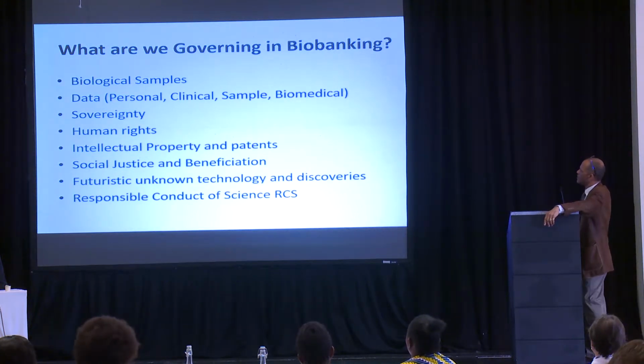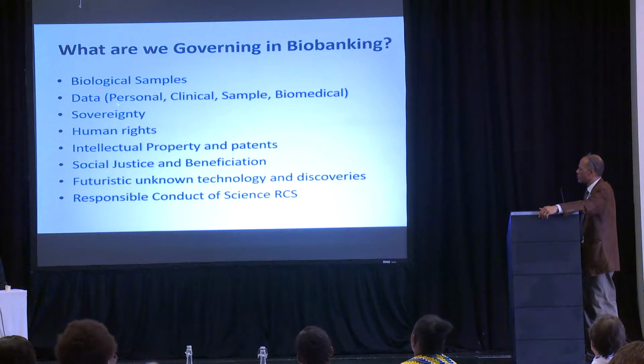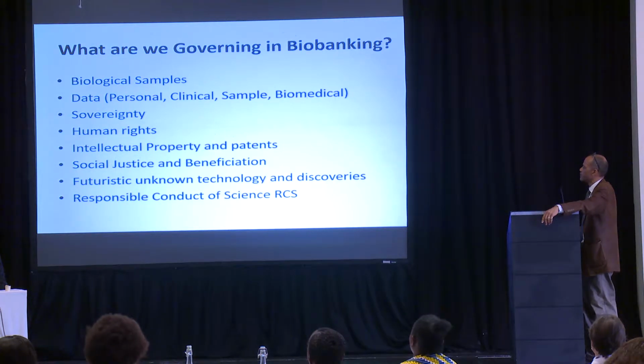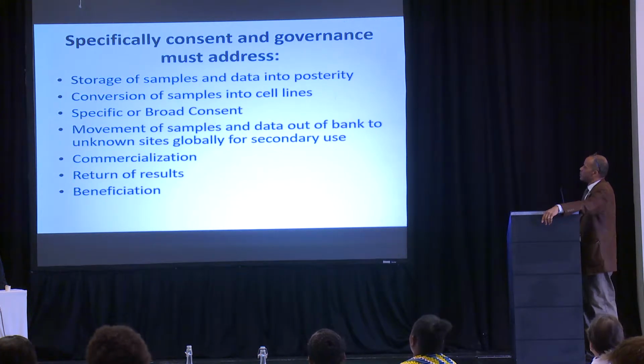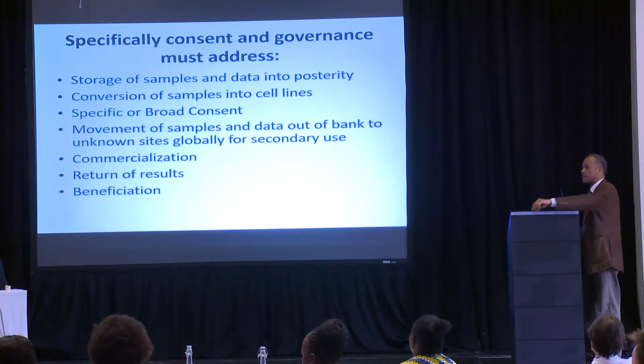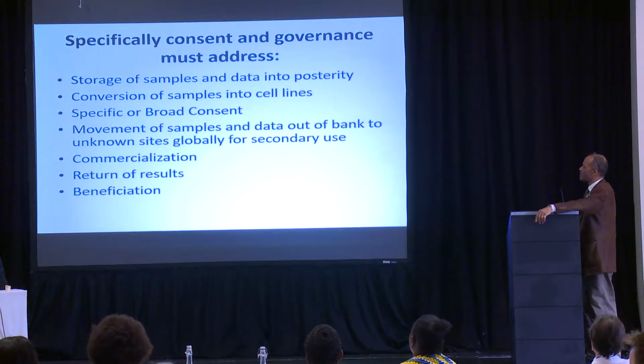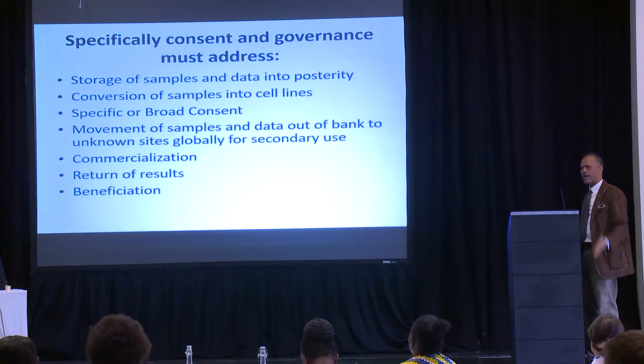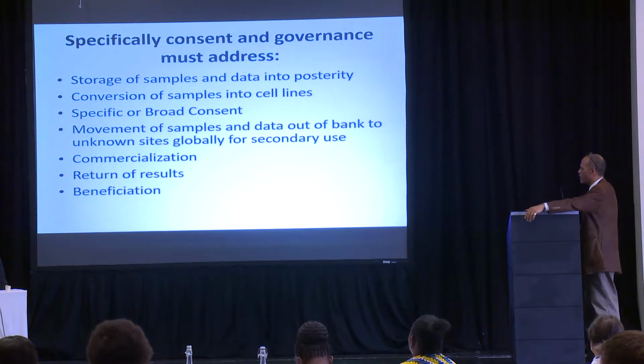So what are the governing issues in biobanking? Of course, the samples, the data, sovereignty, human rights, intellectual property rights, as I just pointed out, and beneficiation. So we need to talk about storage of samples and data into posterity. That's new. We never had this issue before. We also have to start thinking about conversion of samples to cell lines. That's another major ethical issue. We need to talk about specific and broad consent. What does that actually mean for us in Africa when we talk about that pipeline of the biohub?